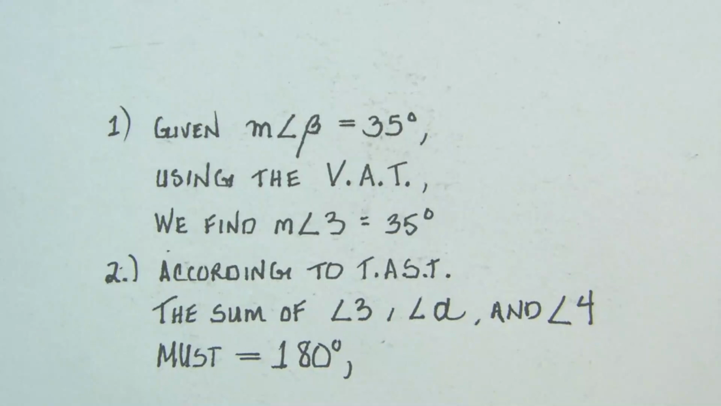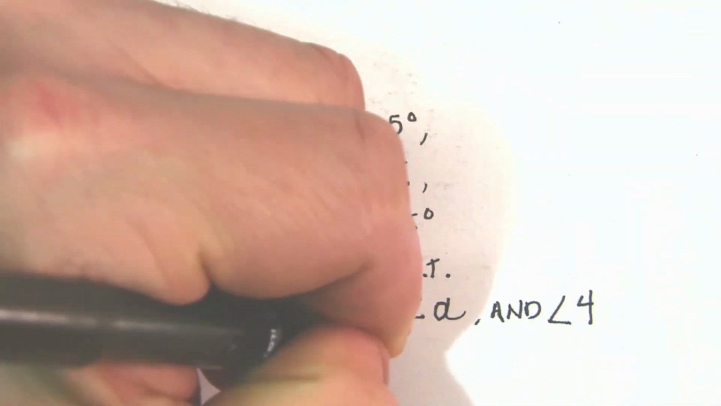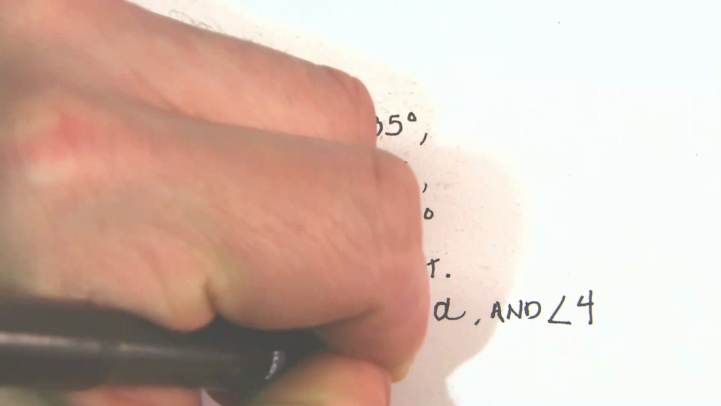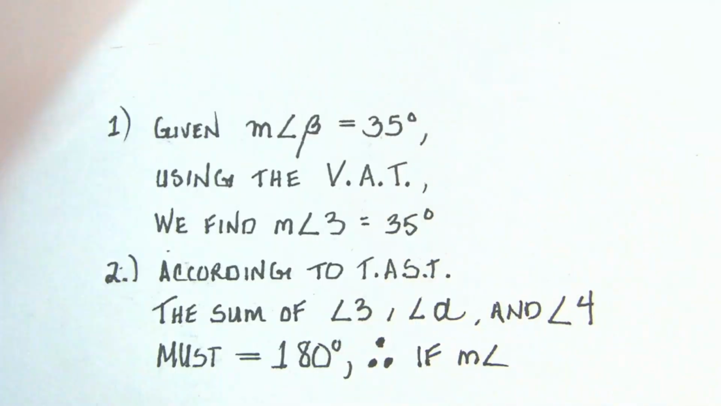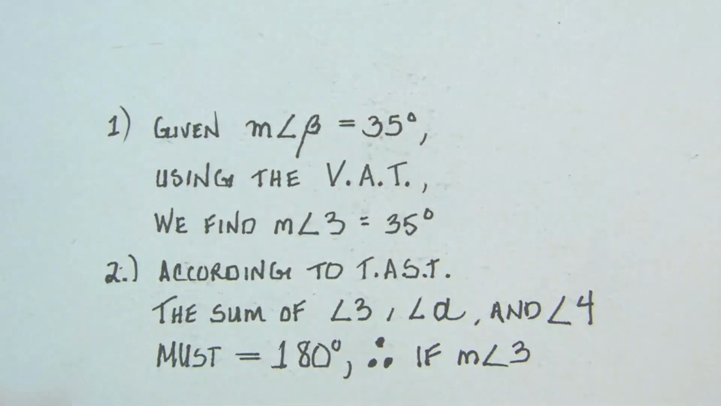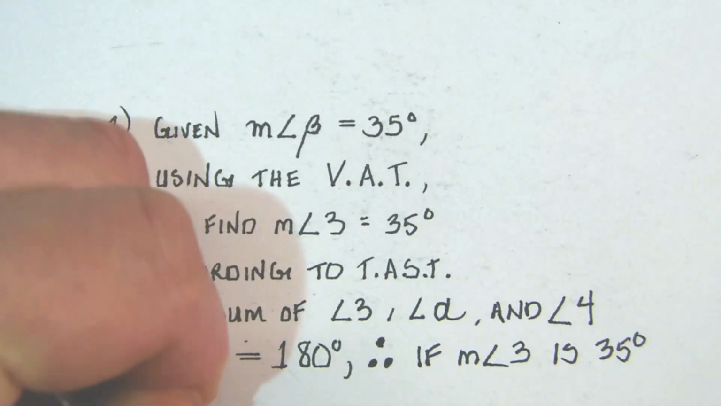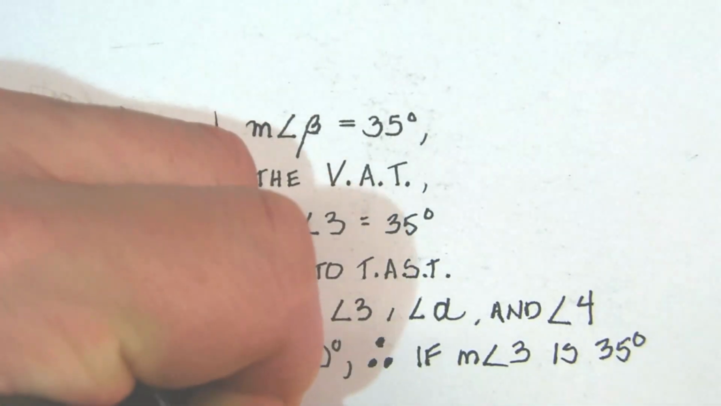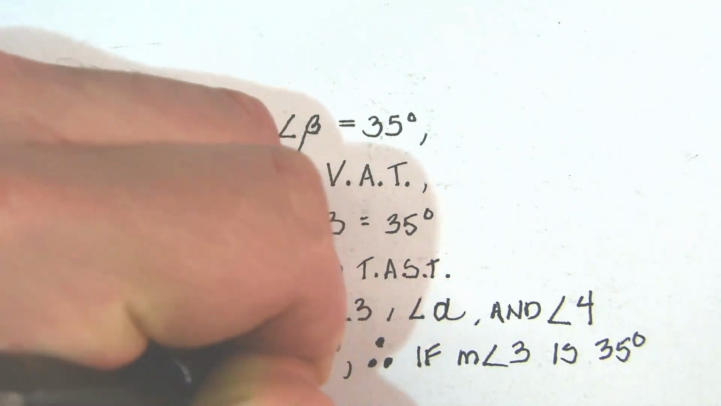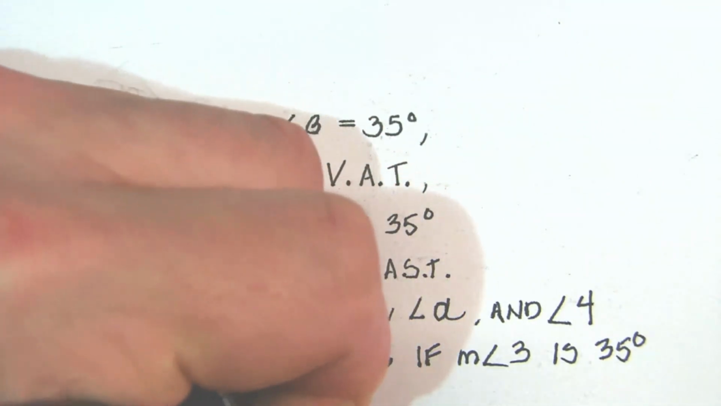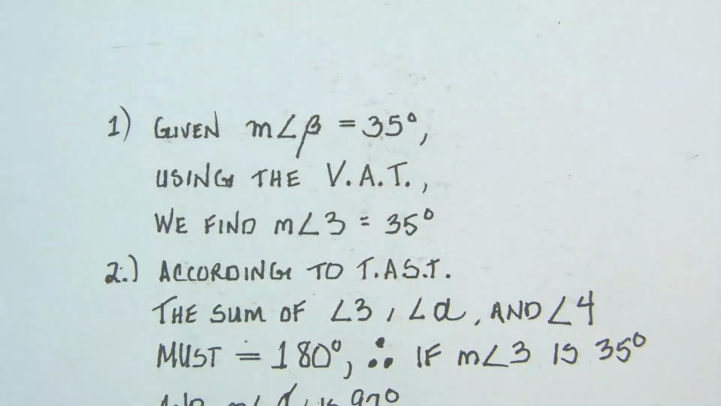Now I'm going to use the symbol for therefore. Therefore. Okay? That's the symbol. Therefore, if the measure of angle 3 is 35 degrees, and the measure of angle alpha is 97 degrees.